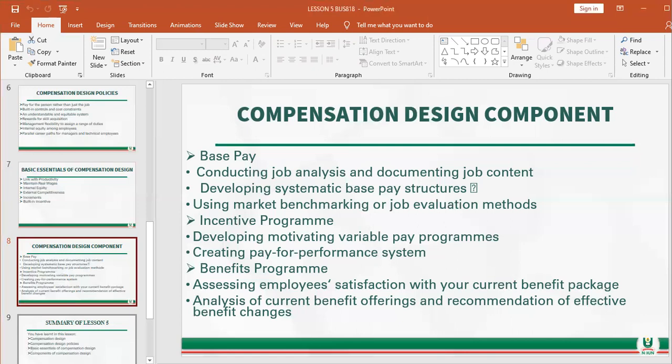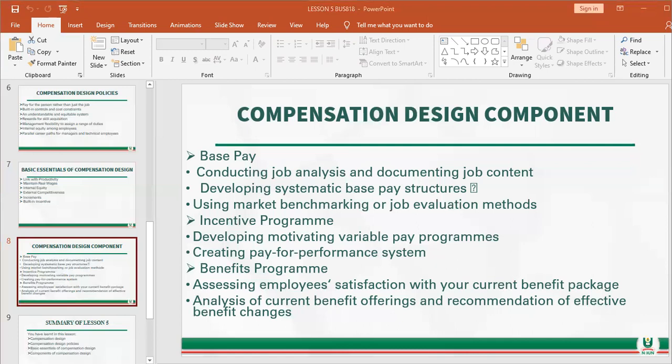Yes, okay, using benchmark or job evaluation method. Then we move on to incentive program. To develop the incentive program, the following must be taken into consideration. The first one is developing motivating variable pay programs for production, office management, and sales, and that is tied to organizational strategies and goals to individual or team performance.